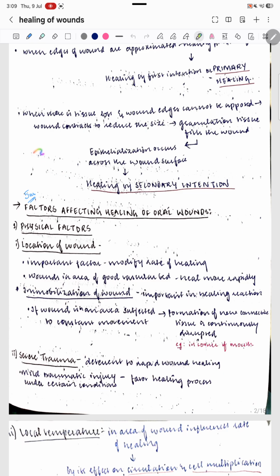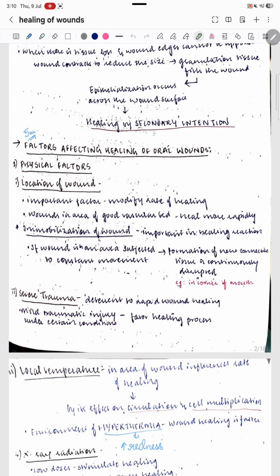So in primary healing, the borders of the wound can be determined, so it will heal rapidly, and that is your primary healing. If the borders or the edges cannot be determined, then what happens? The wound first initially contracts, then the edges are formed, then it similarly heals. That is called your secondary healing or secondary intention. So that is how primary healing and secondary healing works.